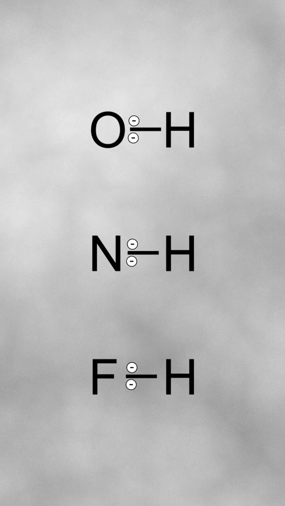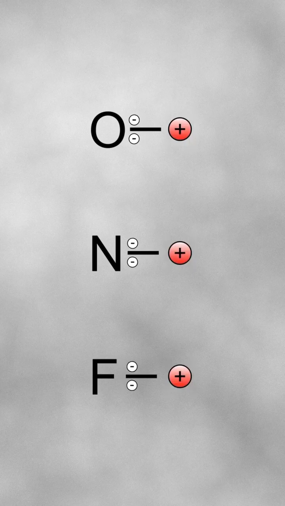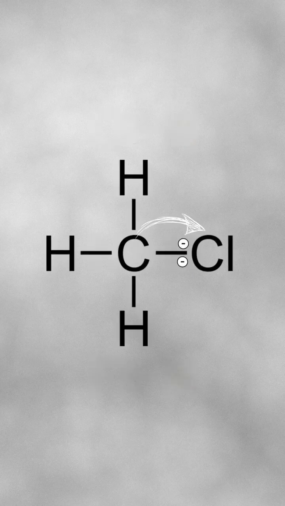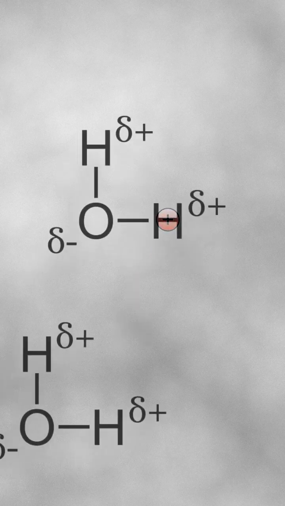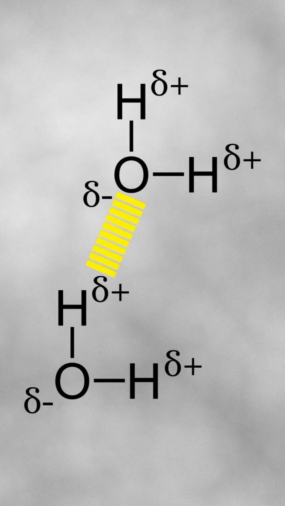Moreover, pulling the electrons away from the hydrogen atom exposes the hydrogen's nucleus, which is just a single proton. By comparison, pulling the electrons away from a carbon atom exposes the core electrons of the carbon atom. So, with hydrogen, this results in very strong dipole-dipole interactions that we call hydrogen bonding. These are the strongest type of intermolecular force that don't involve ions.